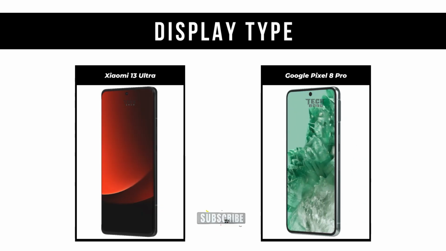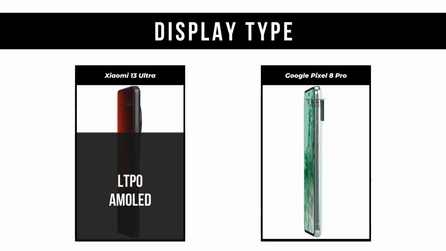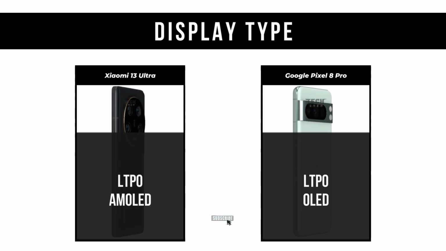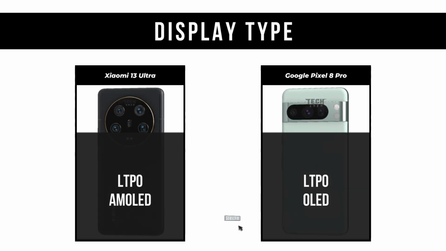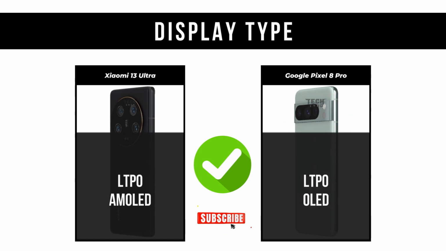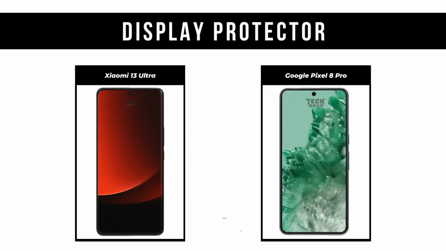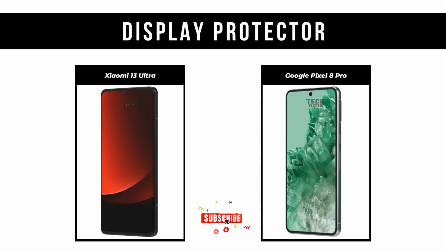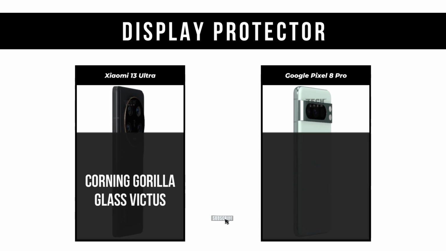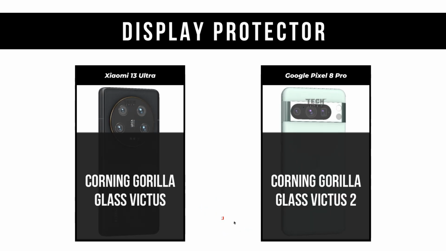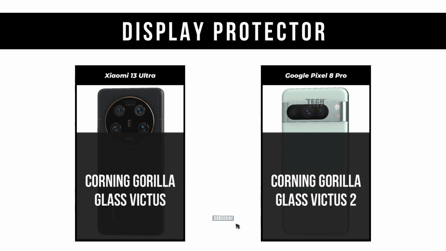Display type. Xiaomi 13 Ultra is LTPO AMOLED. Google Pixel 8 Pro is LTPO OLED. Display protector. Xiaomi 13 Ultra is Corning Gorilla Glass Victus. Google Pixel 8 Pro is Corning Gorilla Glass Victus 2.